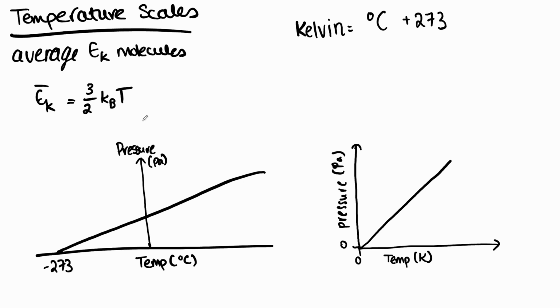Then we have temperature scales. Temperature is a way of looking at the average kinetic energy of the molecules in a substance. So we have the equation here from the data booklet, which is the average kinetic energy is equal to 3/2 k_B T, with T in Kelvin, I believe.